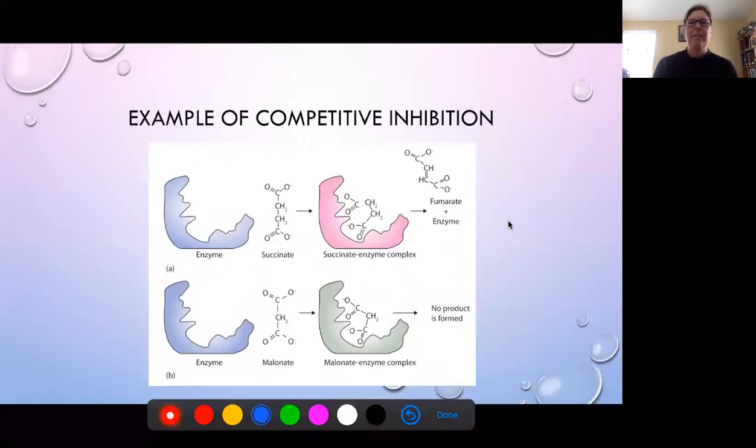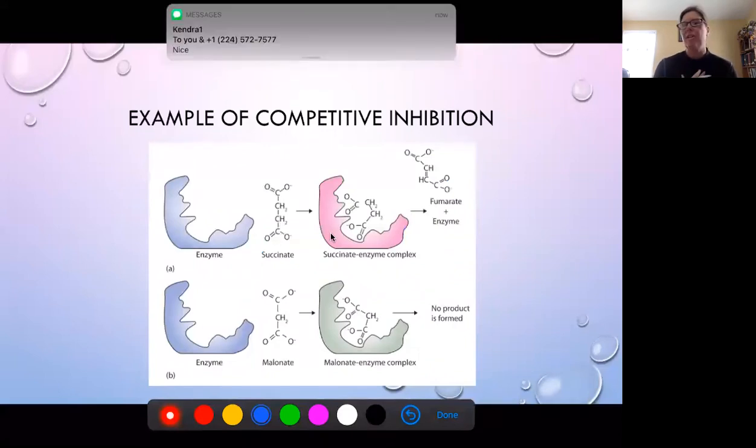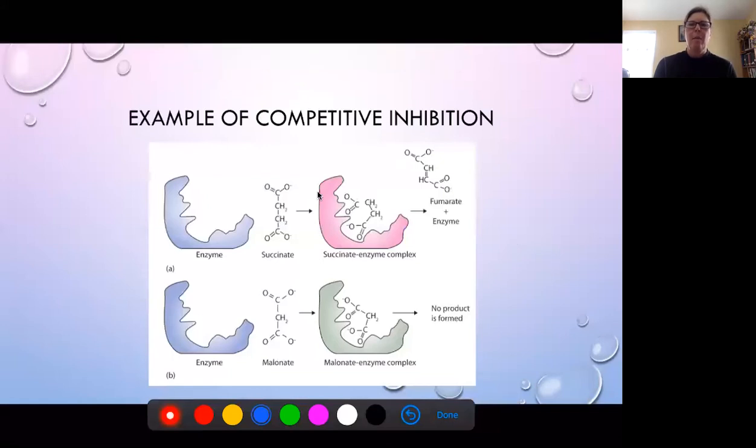With competitive inhibition, I have an example. I have a lot of students who ask, can I have an example of this? We have an enzyme here, and normally it would bind to succinate. With succinate, you can see the shape fits into this particular enzyme, and then it forms fumarate. Malonate looks very similar and has a very similar shape. So it binds, and as it's bound, we don't get a product. So it is competitively inhibiting this enzyme from working properly.